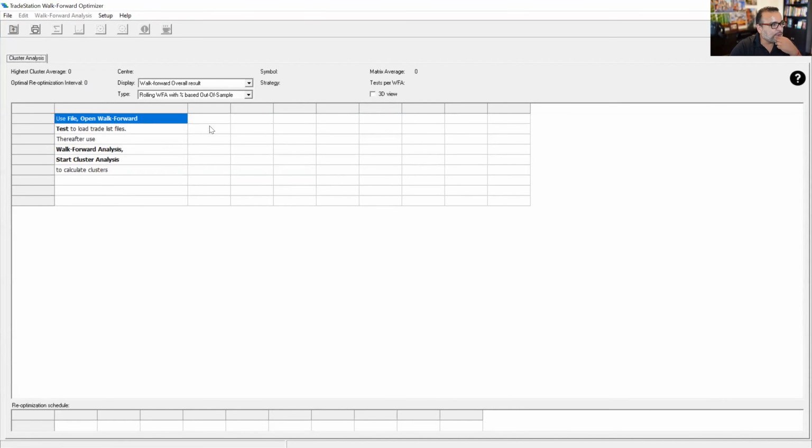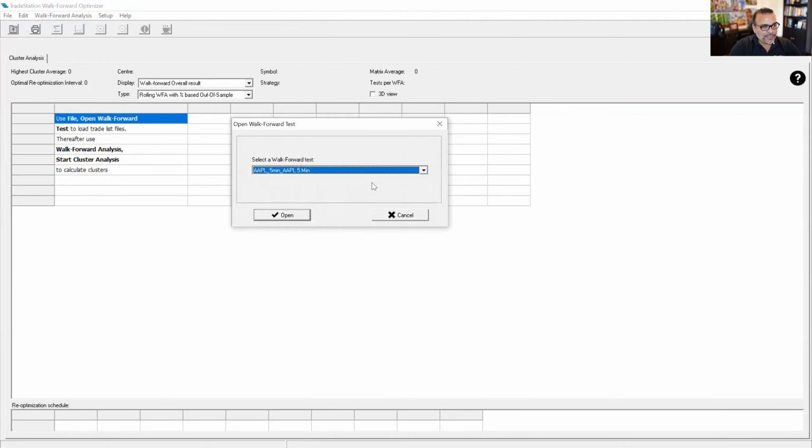In here, inside of the walk forward optimizer, first of all, we had to go to the file menu and open the walk forward test. I already did it. I'm gonna load a cluster analysis in a little moment because that's a completed cluster analysis. Once you save the optimization data into the file that I just showed you, you have to come in here and click on File, Open Walk Forward Test. You'll see all the custom names that you've created.